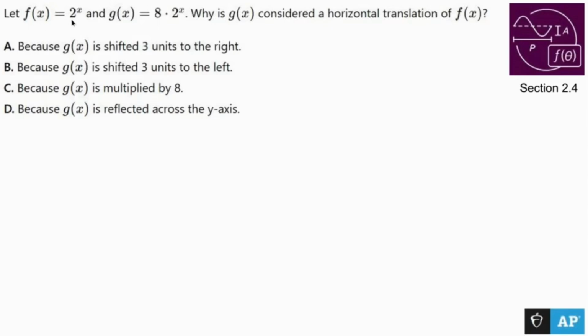Let f of x equal 2 to the x power and g of x equal 8 times 2 to the x power. Why is g of x considered a horizontal translation of f of x? Okay, well, f of x looks like this, 2 to the x. Now horizontal translations are supposed to be me adding or subtracting something to x here, but that's not what I have. Ooh, but I have an idea.